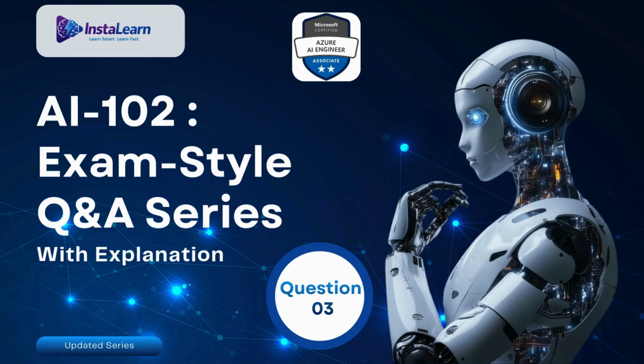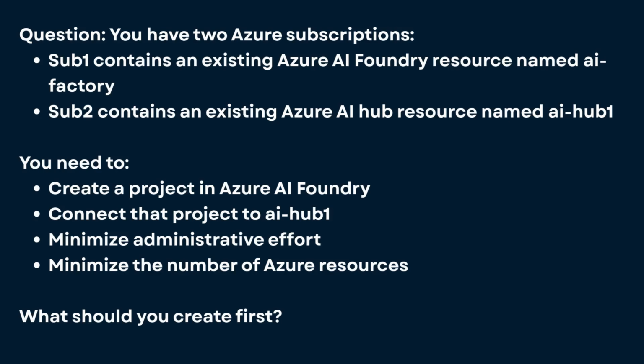Here's question 3. You have 2 Azure subscriptions. Subscription 1 contains an existing Azure AI Foundry resource called AI-Factory. Subscription 2 contains an existing Azure AI Hub resource called AI Hub 1. You need to create a project in Azure AI Foundry. Connect that project to AI Hub 1 and minimize both administrative effort and the number of Azure resources. So the question is, what should you create first?